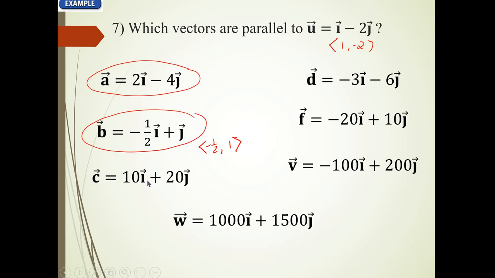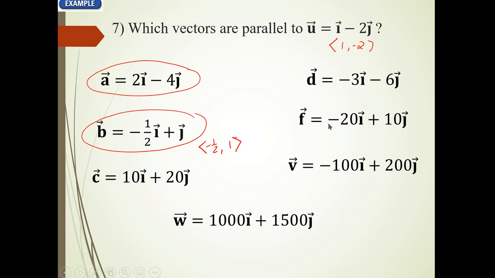Now, if you look at vector C, this one is not parallel to vector u because the signs are the same. These are both positive numbers, and you need the signs to be opposite. Vector D, same problem. The signs are both negative, and you need them to be opposite in order for them to be a scalar multiple.